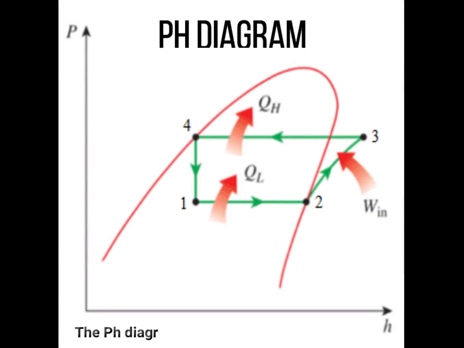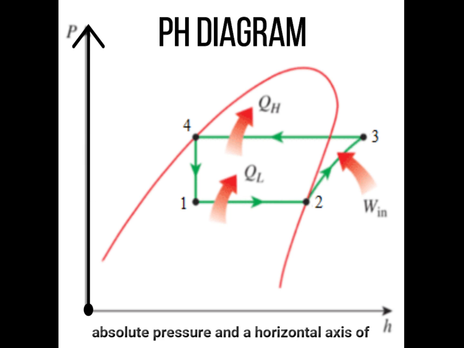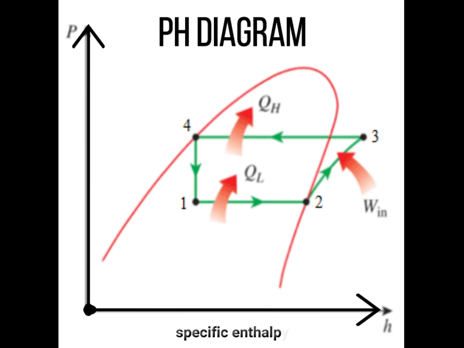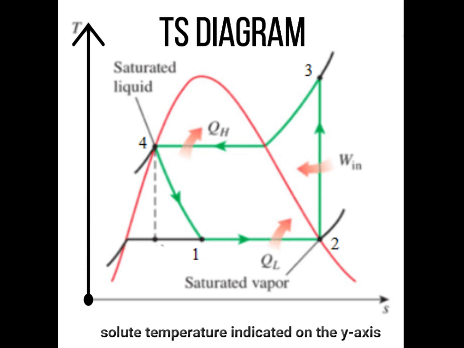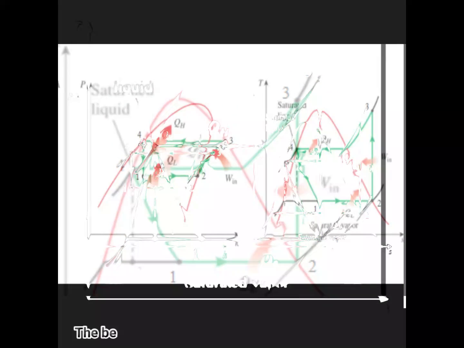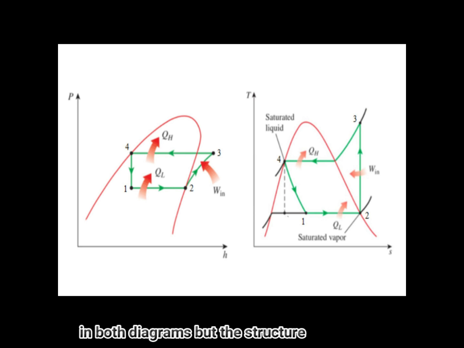For further understanding, I will next discuss the refrigeration cycle using the pH and PS diagram. The pH diagram is a figure with a vertical axis of absolute pressure and a horizontal axis of specific enthalpy. The PS diagram, on the other hand, has the absolute temperature indicated on the y-axis and the specific entropy indicated on the x-axis. The behavior and the shape of the curve is different in both diagrams, but the structure is the same.